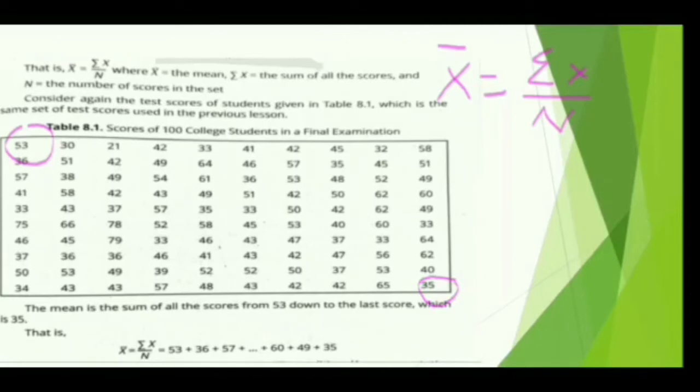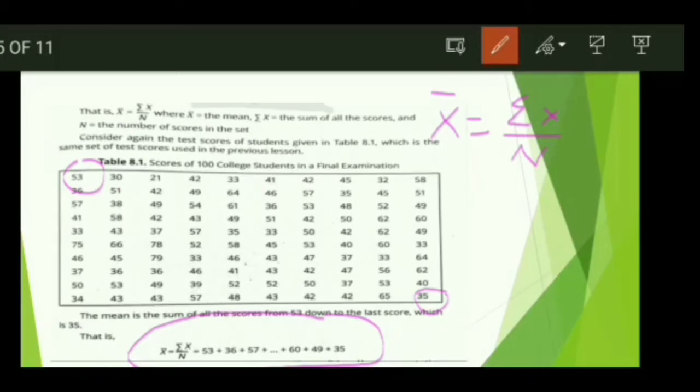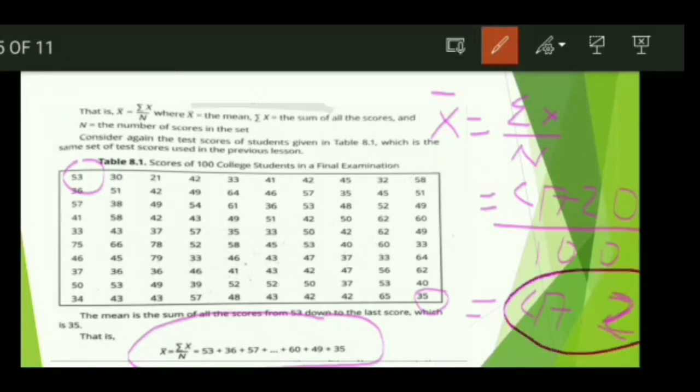So how do we get the mean? Here is the computation. In the traditional way, the computation is very long because you have to add 53, 36, 57, and so on until you reach 35 to get the sum of all scores, before dividing by the number of scores in the set. When we add everything, we have 4,720. Divide by 100. So our mean is 47.2. So this is our mean.